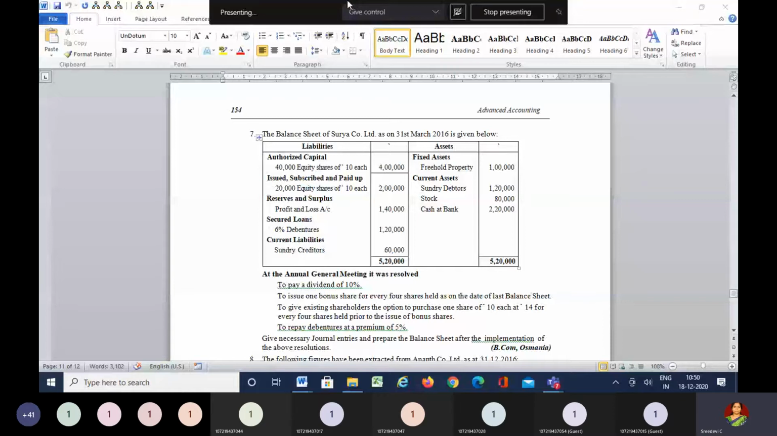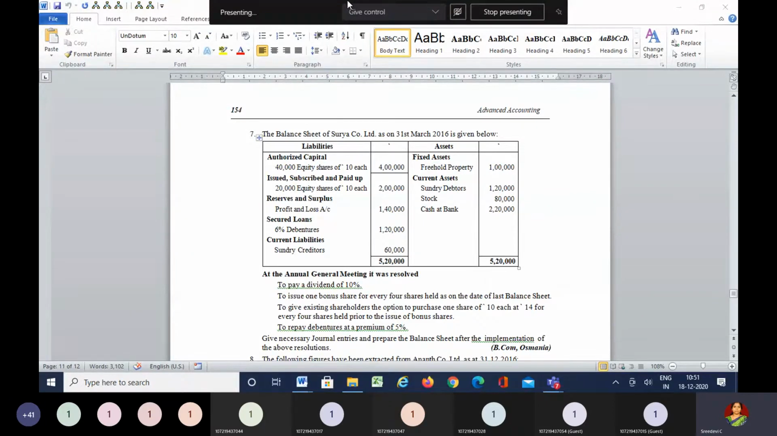Now coming to the second one, to issue one bonus share for every 4 shares held as on the date of the last balance sheet. The last balance sheet date here is 31st of March 2016, and as on this date there are 20,000 shares in the company. Even though the authorized capital is 40,000, the company has issued only 20,000 shares so far. Based upon this issued capital, they have decided to give one bonus share for every 4 held. That means for every existing 4 shares of the company, they declare one bonus share. So 4:1 is the ratio.